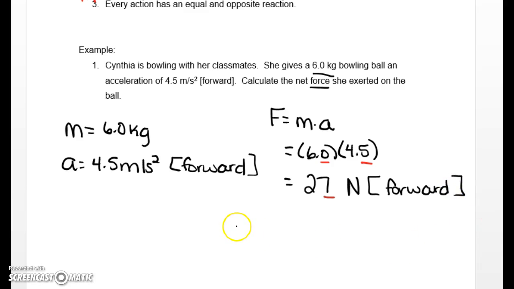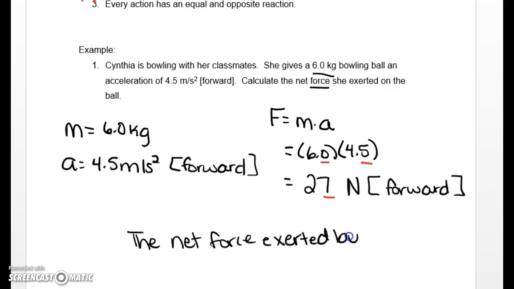So this here is our force, and this one here was a word problem, so we do need to make sure we write a sentence with that. So we could say that the net force exerted by Cynthia is 27 newtons forward.